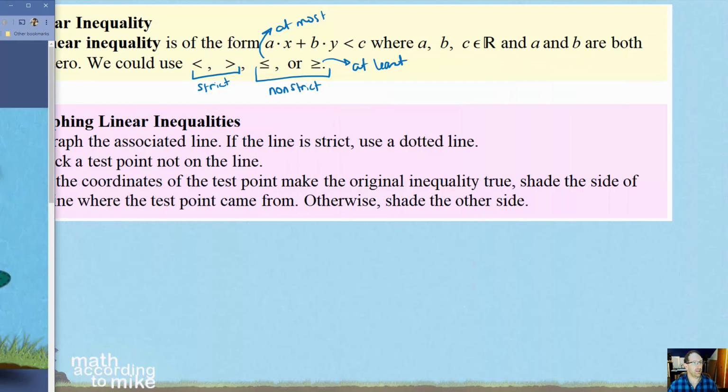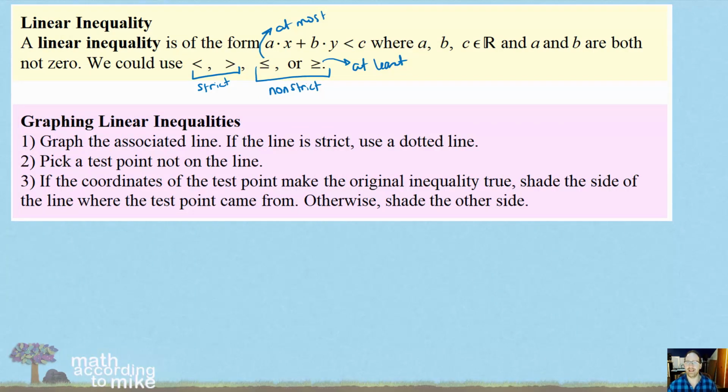But to do that, you need to know the 3 steps in order to graph a linear inequality. The first one is to graph the associated line. If the inequality is strict, use a dotted line. You'll see what that means in a second. And then pick a test point not on the line. If the coordinates of the test point satisfy the inequality, then shade the side of the line where that test point came from. Otherwise, shade the other side. Pause the video if you need to write all that down. I'm assuming you paused the video.